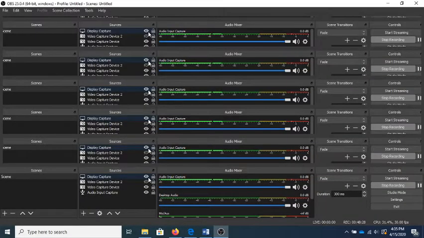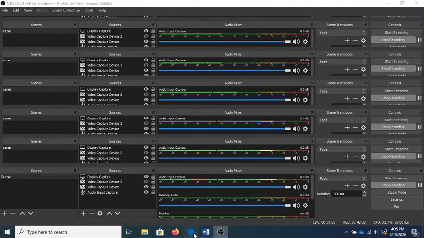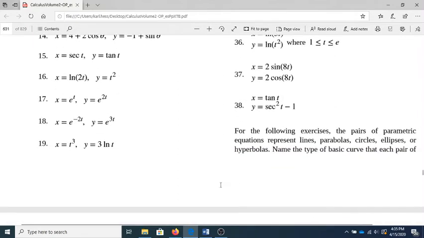Alright, well, let me see. I think the outline called for us to do another problem. Problem 17. Aha. Looks like I gotta scroll a little bit there. Alright, so in problem 17, we're given a set of parametric equations. x equals e to the t, y equals e to the 2t, and what does it say here?